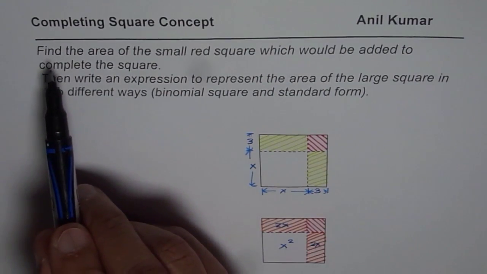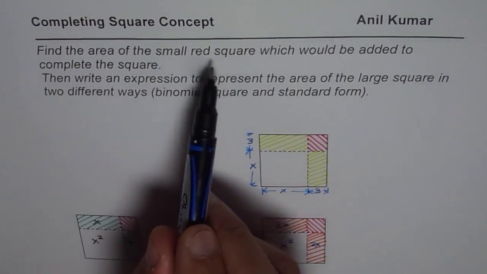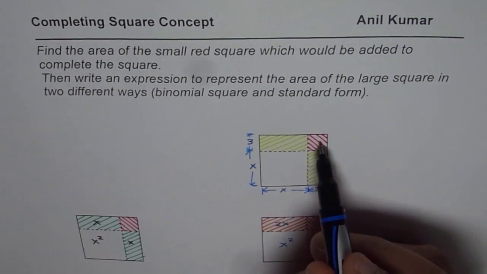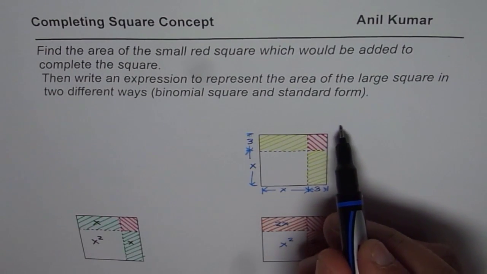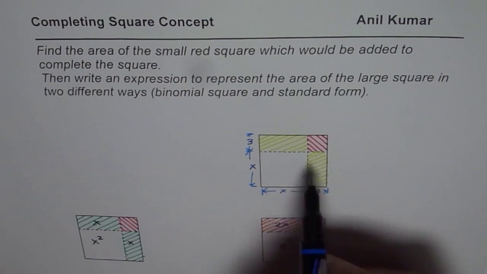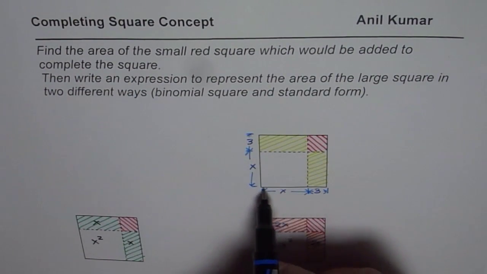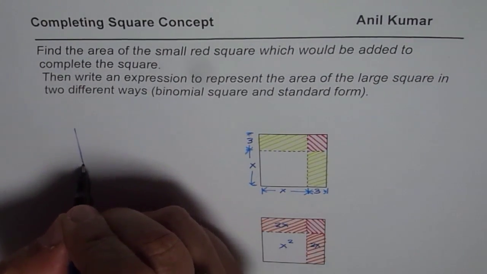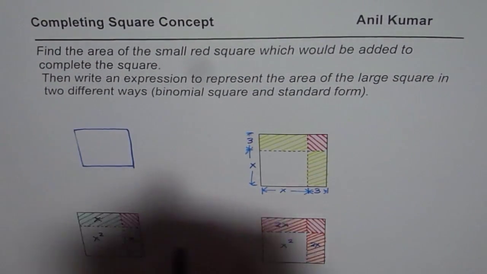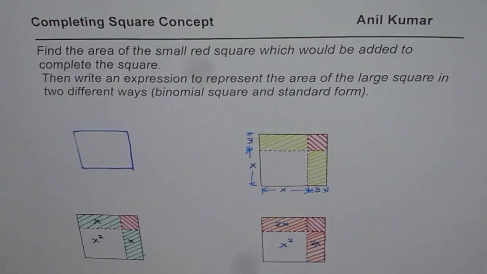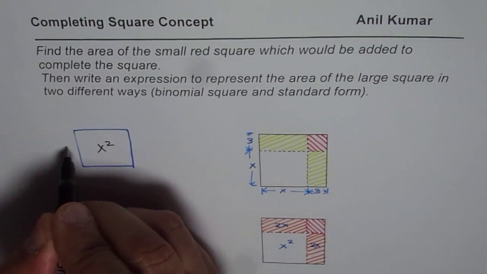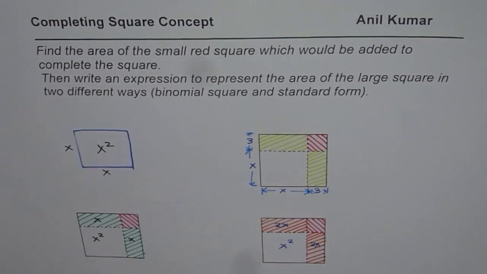Okay, it says find the area of the small red square, that means this one, which would be added to complete the square. So think as if the square is not there, so it is added to complete the big square. Well, let's look at it in another way. Let me draw this square here. So I left this space for explanation. So this is my square whose area is x square, since the sides of my square are x and x.